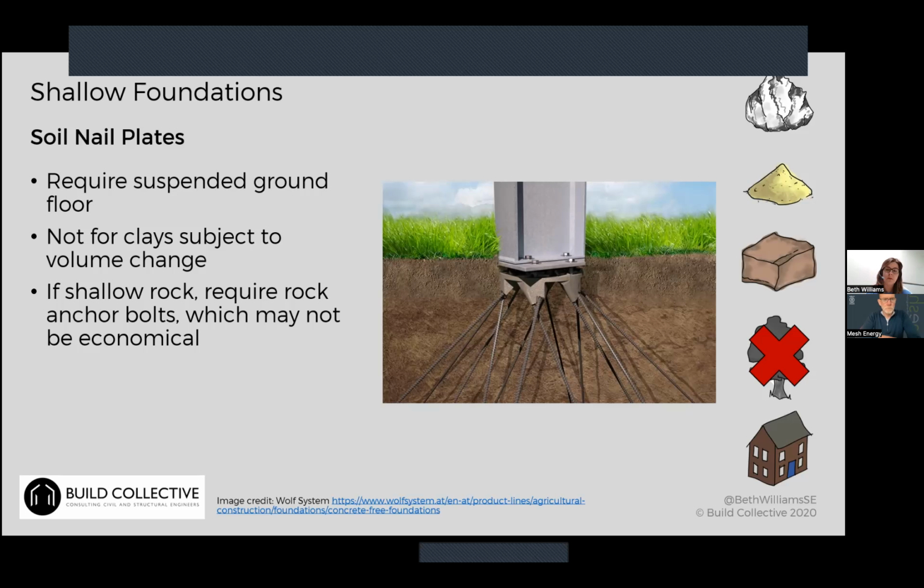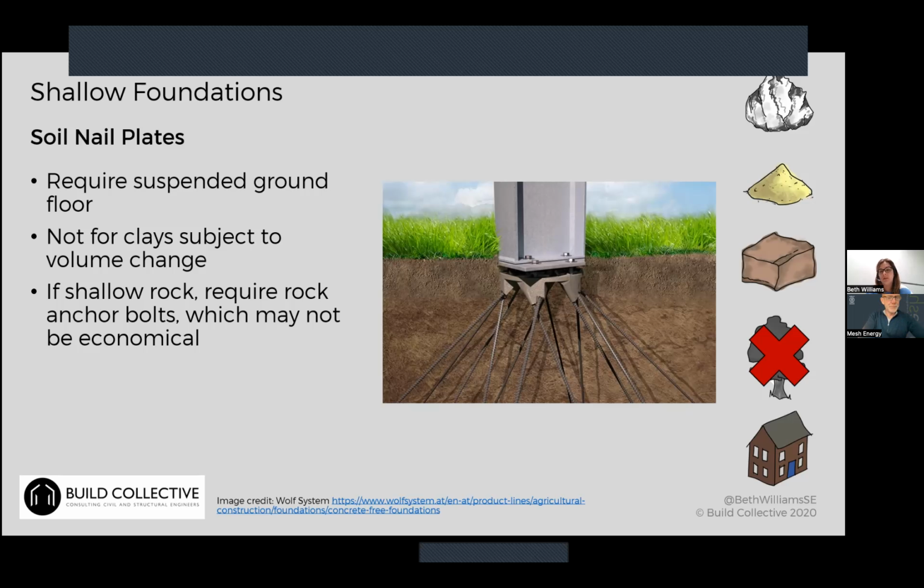Obviously, if you had rock very close to the surface, that wouldn't be a great option because you wouldn't be able to drive the nails into any depth. If you've got rock close to the surface, you might be looking at something more like a spread foundation at shallow depth. The other consideration is if you've got clays with significant volume change potential or significant trees nearby, these don't have any capacity for allowing the volume change of the clays to not affect your structure.